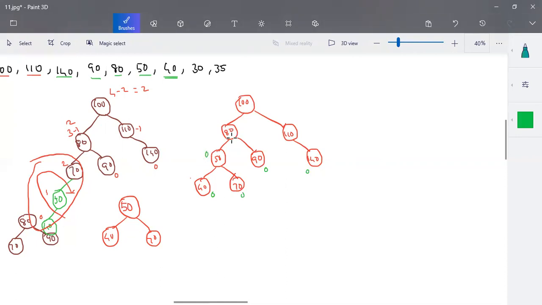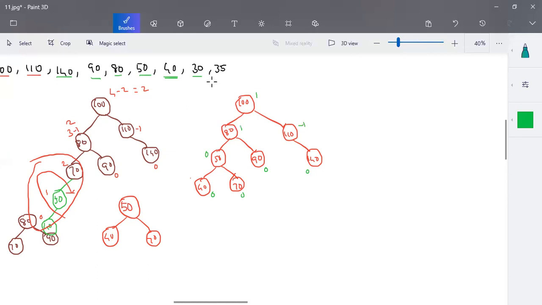And for 80, the height of left subtree is 2 and the height of right subtree is 1. So 2 minus 1, the balance factor is 1. And for 100, the height of left subtree is 1, 2, 3, and the height of right subtree is 2. It is 3 minus 2, the balance factor is 1. So all the balance factors are either 0, 1 or -1. So it fully satisfies the AVL tree property. So next we'll proceed with the next insertion, that is 30.